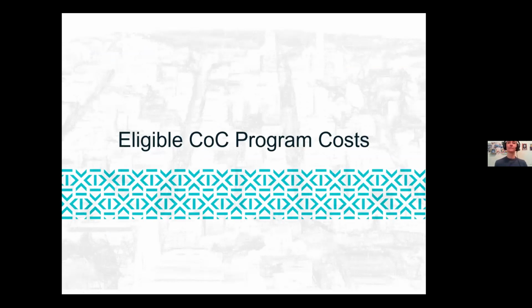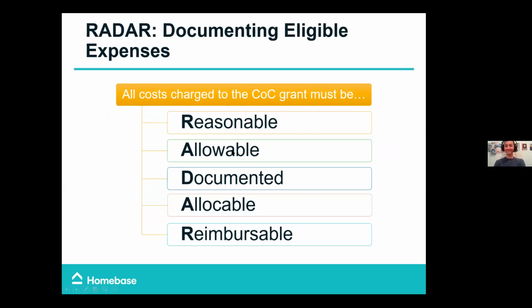And to get us started, on the next slide we've got a handy mnemonic that helps us remember that generally all costs charged to CoC grants must be R, reasonable, necessary and directly related to the grant; A, allowable, eligible under the interim rule and directly benefiting the participant; D, documented, and acceptable documentation includes things like voided checks, paid bills, certified payrolls, time and attendance records; A, allocable, incurred directly for the purposes of a specific grant, contract, or program; and R, reimbursable, part of the budget and incurred within the eligible time frame. RADAR, radar.